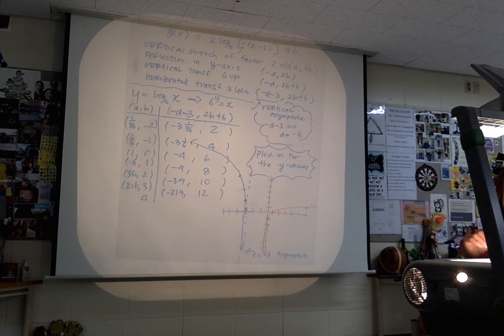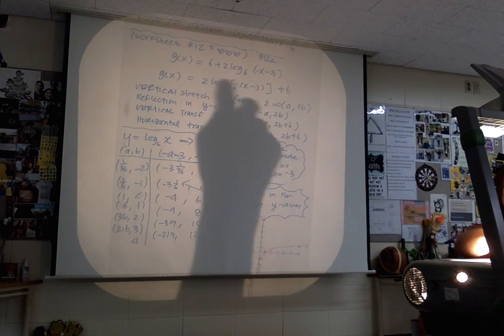Apply the same concept to any other logarithm graph. This is the hardest it's going to get, right?